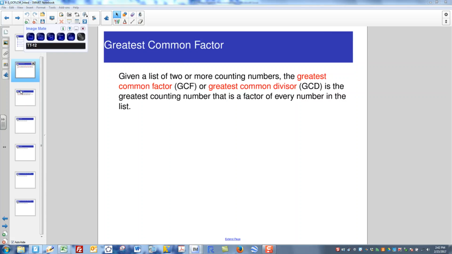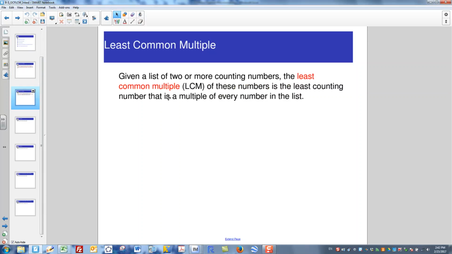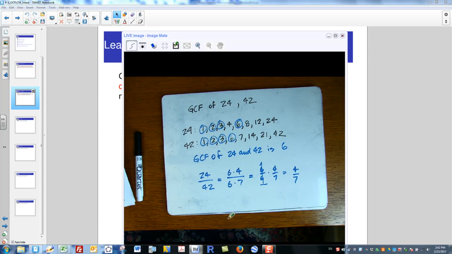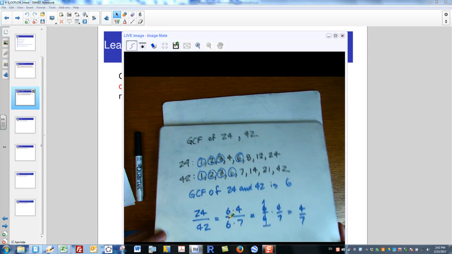Well, what about the least common multiple? Given a list of 2 or more counting numbers, the least common multiple of these numbers is the least counting number that's a multiple of every number in the list. Okay, so let's take a look at what we mean by that. What if we try to find the least common multiple instead of the GCF of 24 and 42?